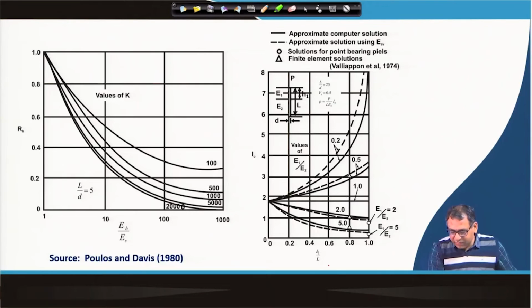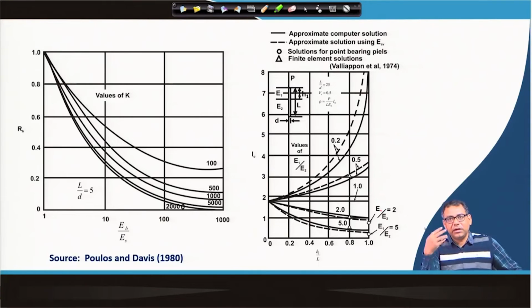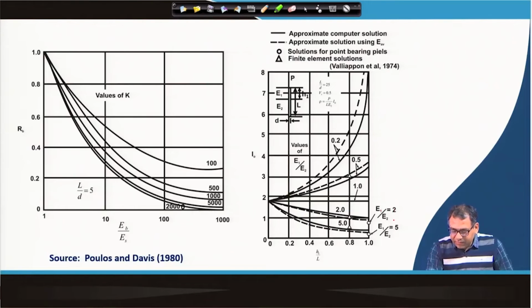Now, this chart will give you how we can calculate I 0 for layered soil. If you have layered soil, with layer 1 and layer 2, the layer 1 thickness is H 1 and the total layer thickness is L, so this will be L minus H 1. Then we get the values for different E 1 by E 2, where E 1 is the elastic modulus of layer 1 and E 2 is the elastic modulus of layer 2, with values 2, 5, 1, 0.2, 0.5, 1, 2, 5, and we can get the value of I 0. Now, what is the difference between the dotted line and the firm line?